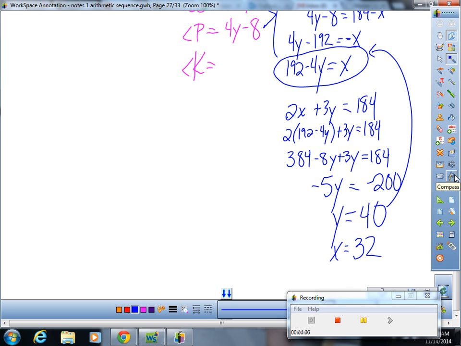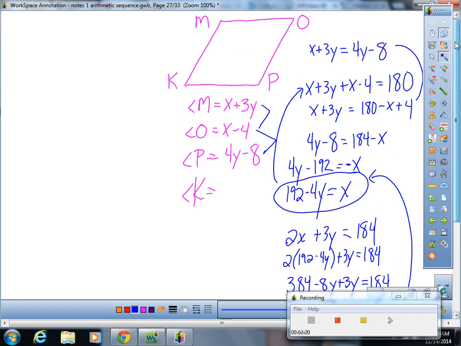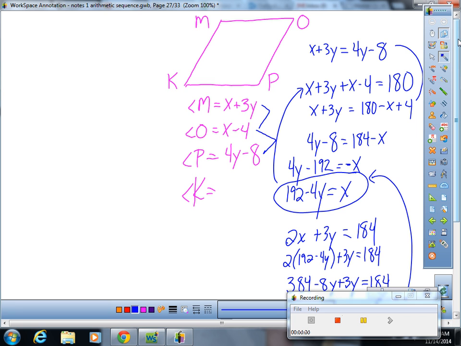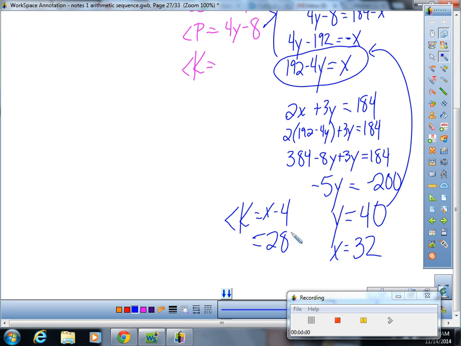Now, we've got to go up. Y is 40, x is 32. They're looking for angle K. Angle K is the same as what? Angle O. So angle K is x minus 4. So angle K is 28 degrees.